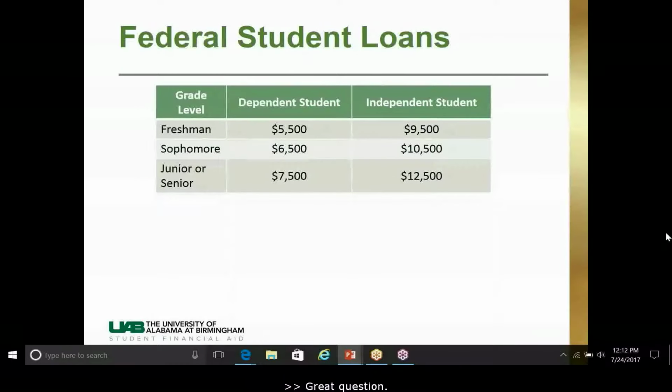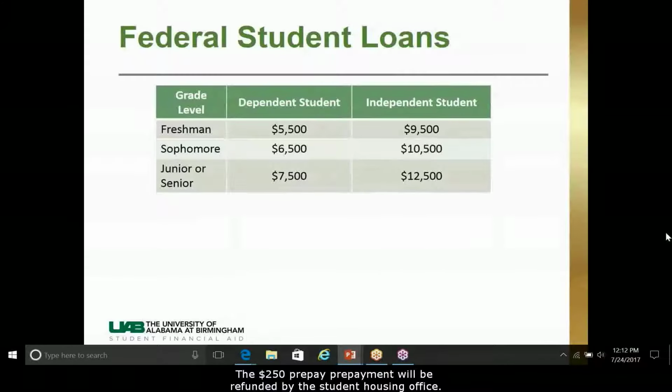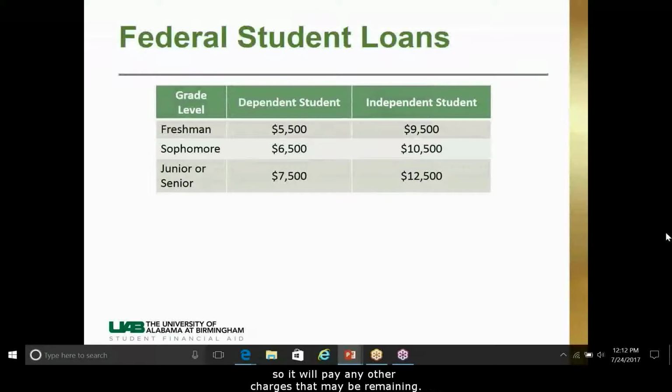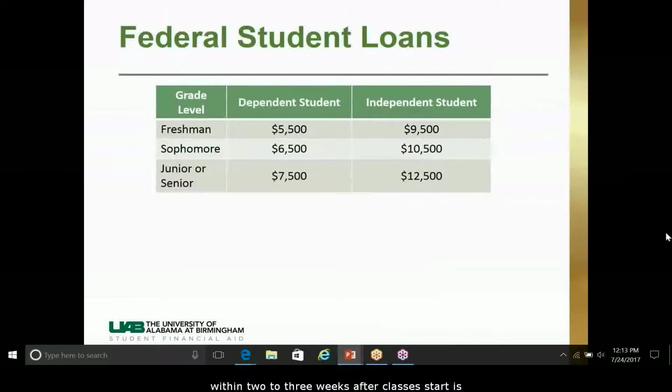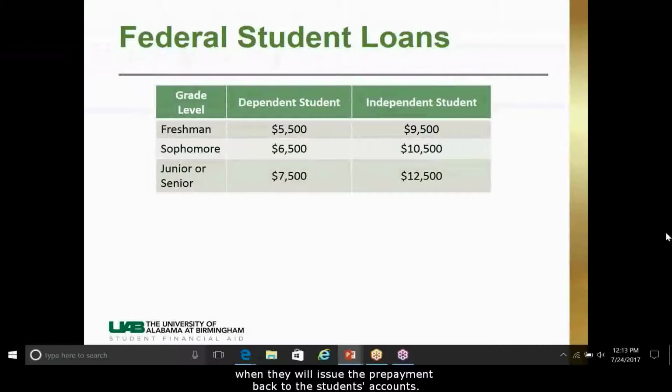Okay. Great question. The $250 prepayment will be refunded by the student housing office. It will be applied to the student account, so it will pay any other charges that may be remaining. If the student has paid all charges by that time, then the $250 would be refunded to the student. Typically, student housing issues those within 2 to 3 weeks after classes start, when they reissue the prepayment back to the student's account.